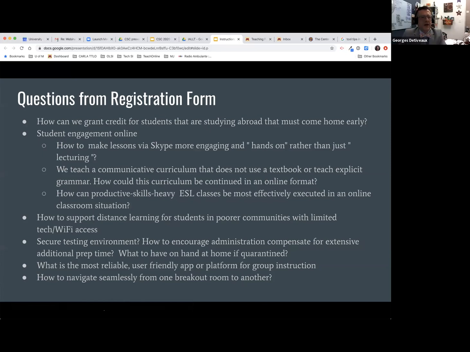Student engagement online, how to make lessons via Skype more engaging and hands-on rather than just lecturing. It's just what Marlene said. So the whole concept of 10 and 2, right? So if you do lecture a lot in your courses, make sure you stop every once in a while to let people process the information, to let people practice the information as well. So you can do that in the chat window. You can do that with polls. You might want to add a poll to your course also. There are lots of other ways. I'm sure Marlene and Trish have suggestions.